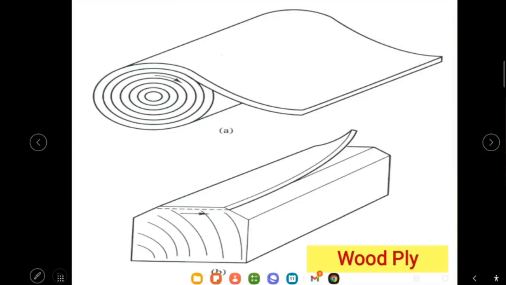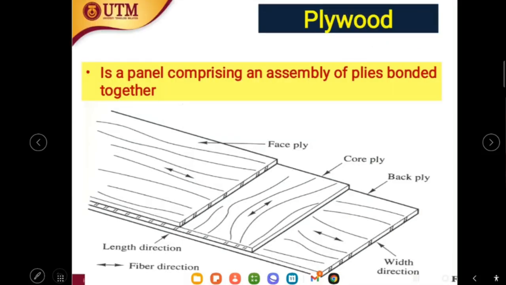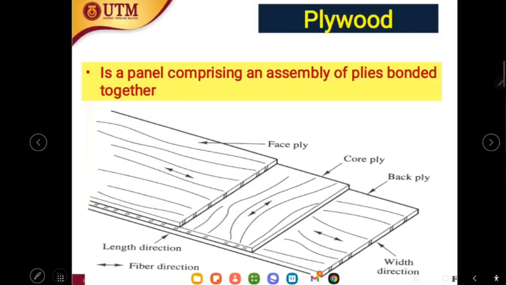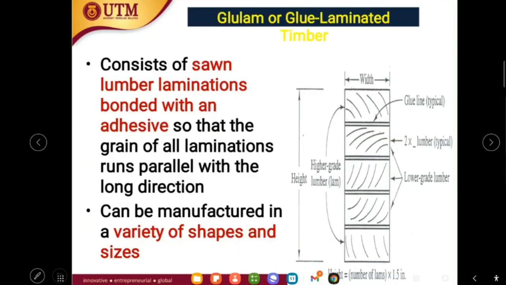So this is the wood ply. This is how we manufacture what we call plywood. So we have all of this wood ply. We gather all of this wood ply, and then we just stack it layer by layer and bond them together so that will form the plywood. So plywood is straightforward.